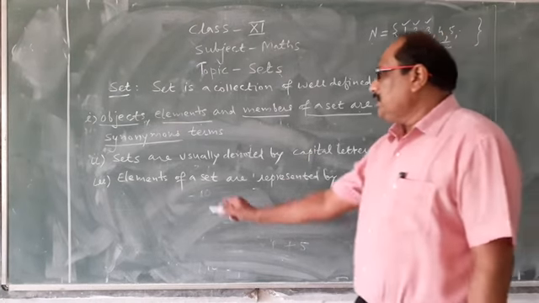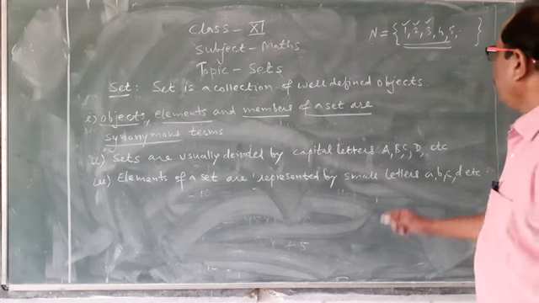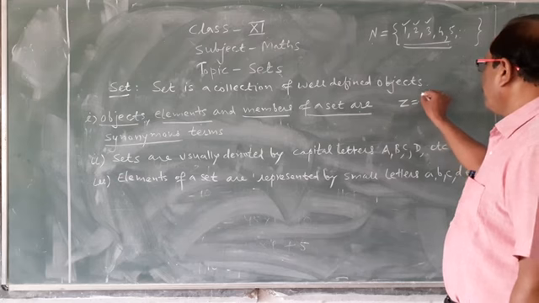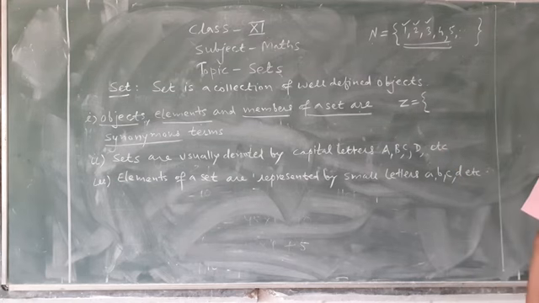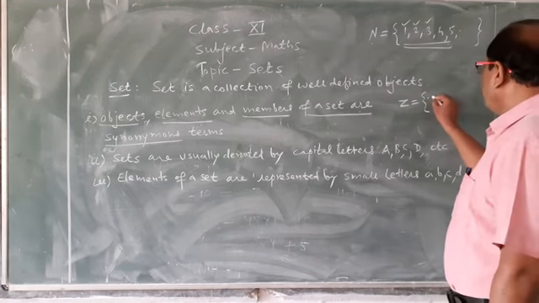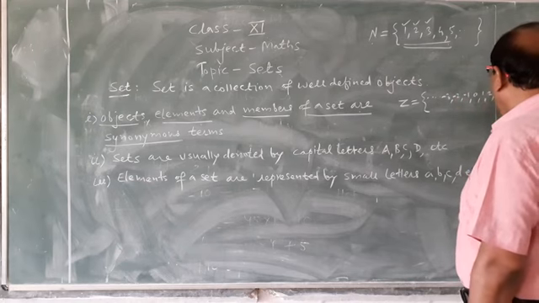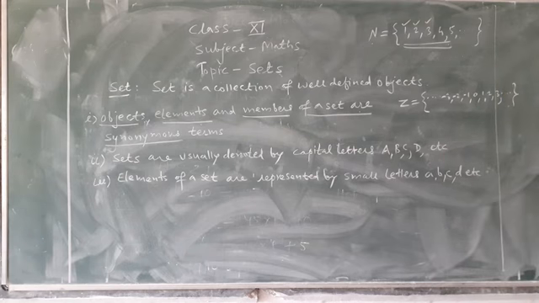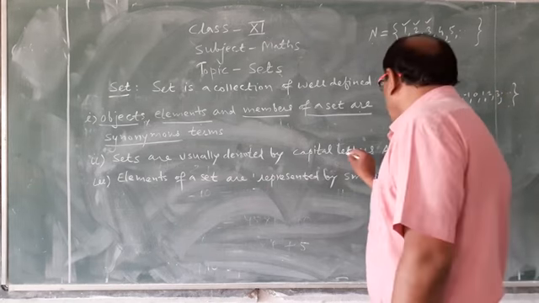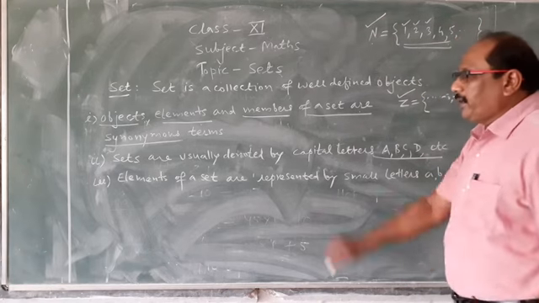Second condition is that sets are usually denoted by capital letters. All the sets are denoted by capital letters. For example, set Z. Z is equal to the set of all integers. All integers means positive integers, negative integers, 0, like this: -3, -2, -1, 0, 1, 2, 3. The set of integers is denoted by capital Z. Set of natural numbers is denoted by capital N.